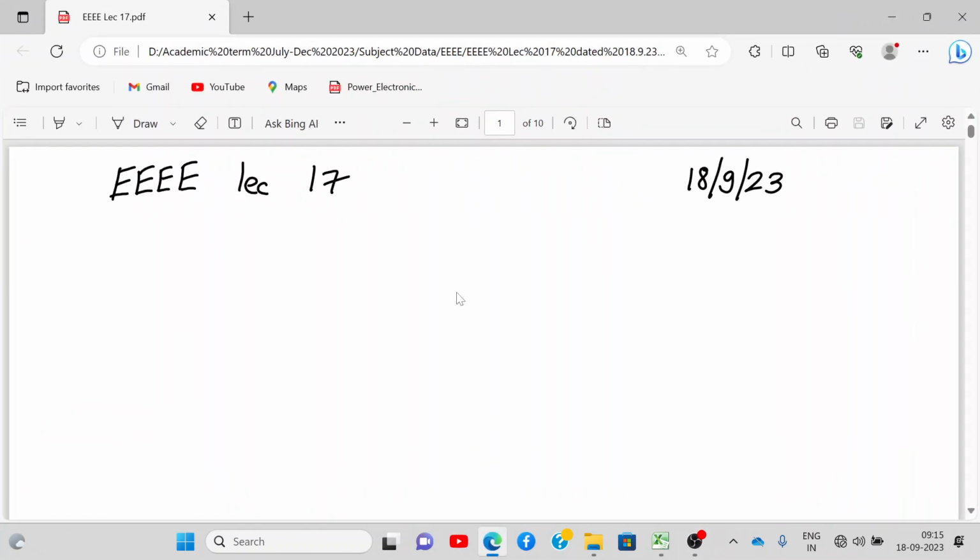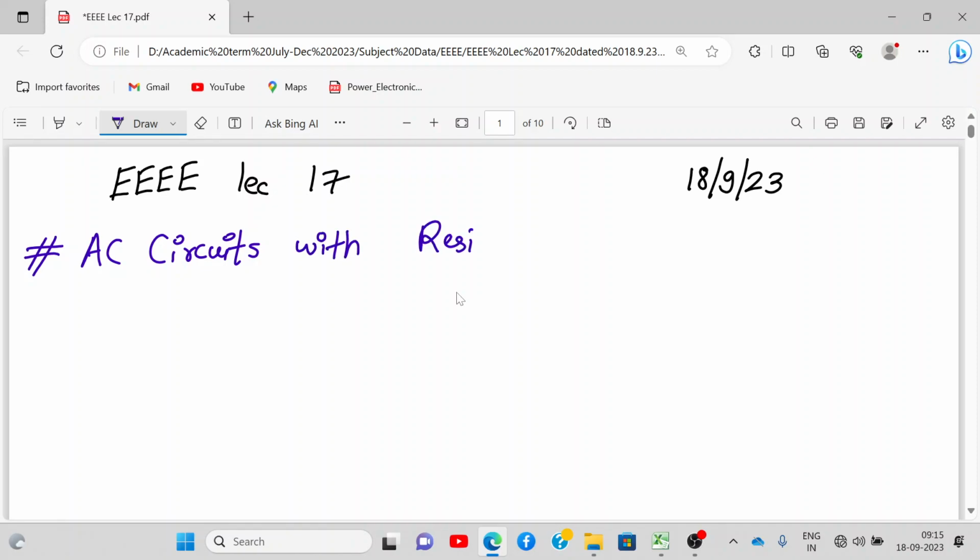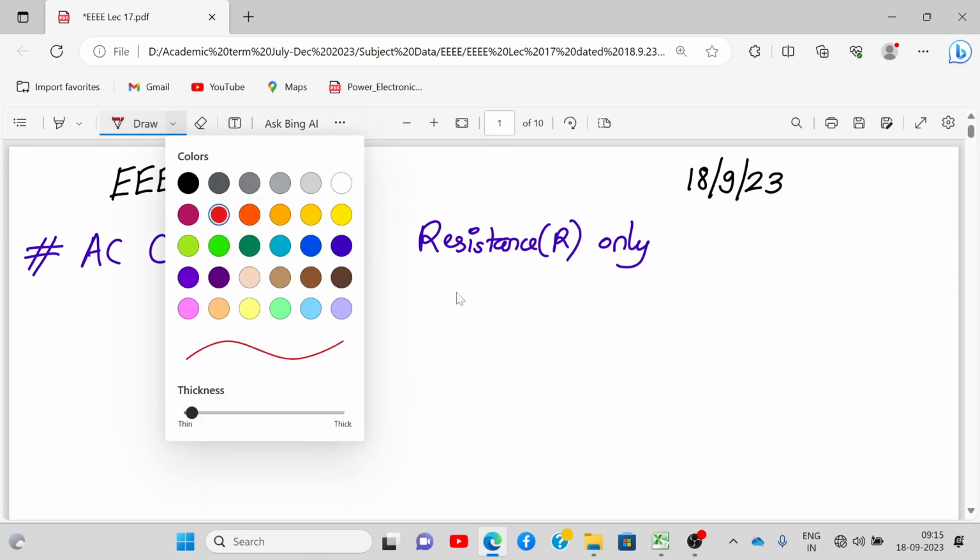Okay, so let's start with lecture number 17. Last time we said that we'll start with AC circuits with R, L and C individually. So let's start with that. AC circuits with R only. It is also called a resistive circuit.